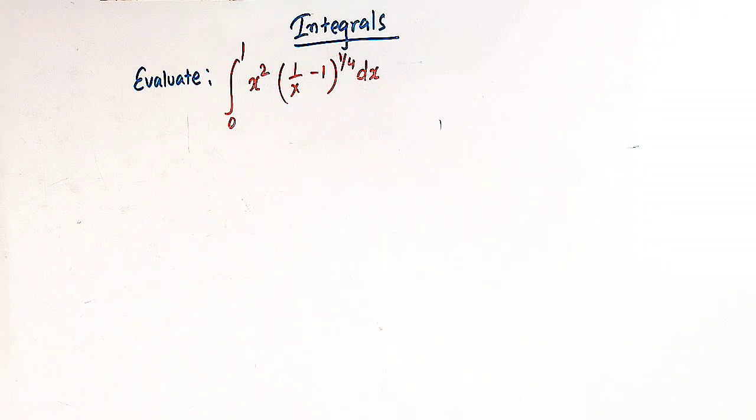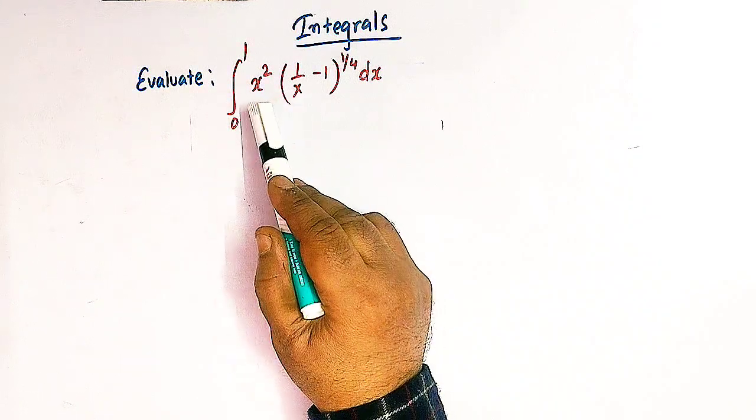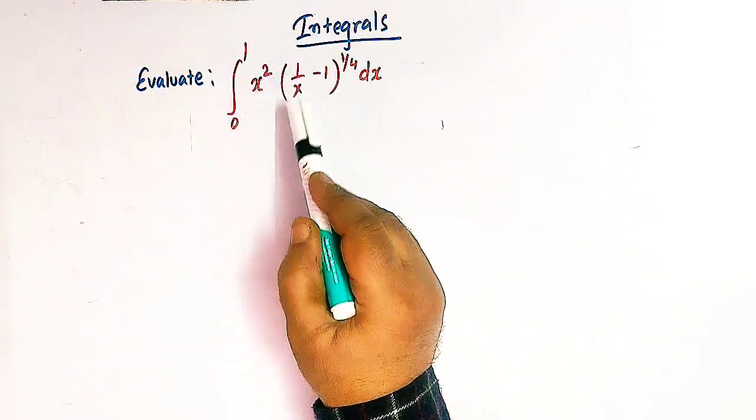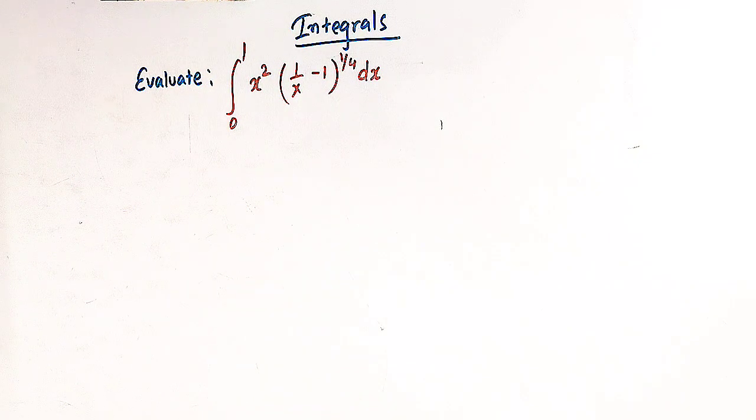Hello viewers, in today's session we are going to discuss a very important integral. So here we'll solve this integral from 0 to 1, and we have x squared and (1/x - 1) raised to 1 by 4, right? So here we'll solve this integral by the method of beta and gamma functions. So let us start.